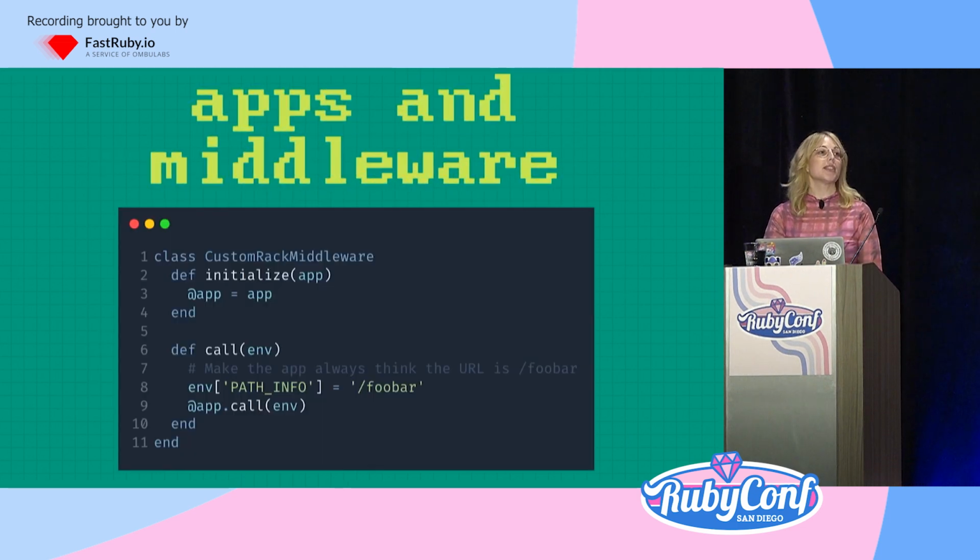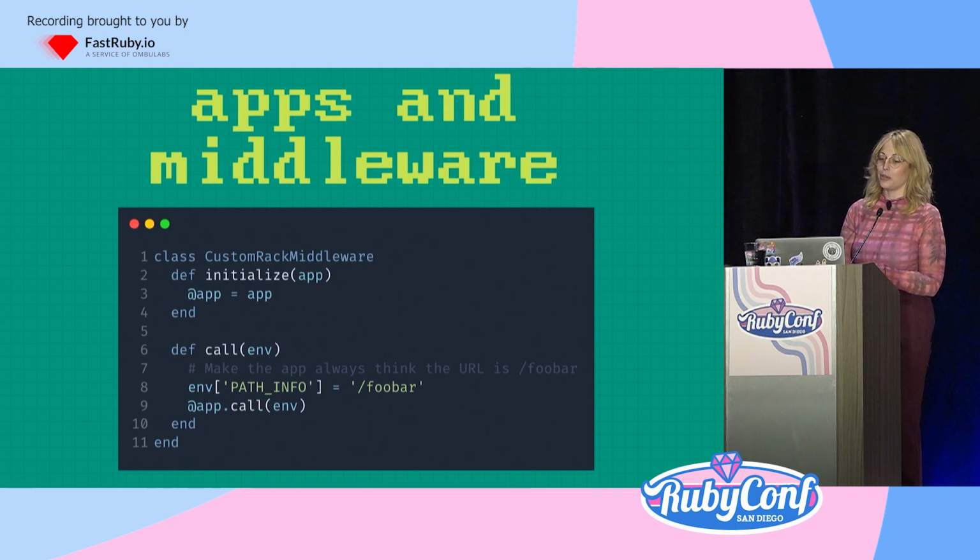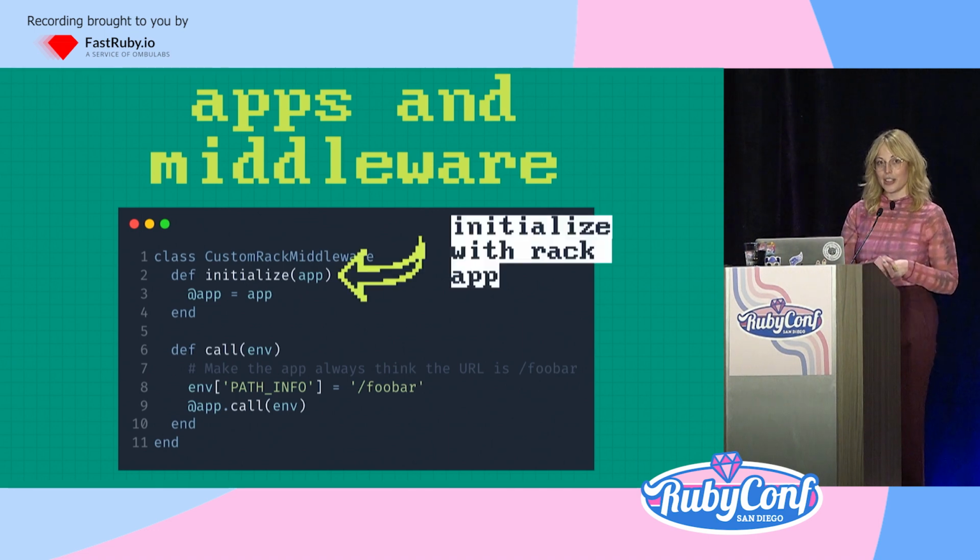So here's a piece of custom middleware that I wrote. It's very simple and pointless. What this middleware does is change every URL that gets requested to foobar instead. But this is something we can do with middleware because we initialize it with our Rack application. That means that we'll have access to it, and we can let middleware do its thing to it, and then pass it along down to the rest of the stack.